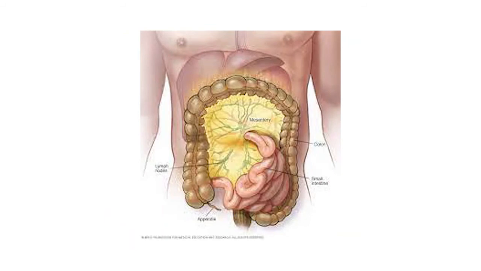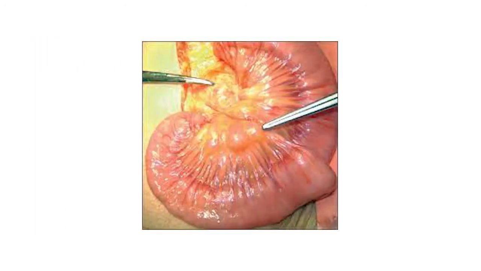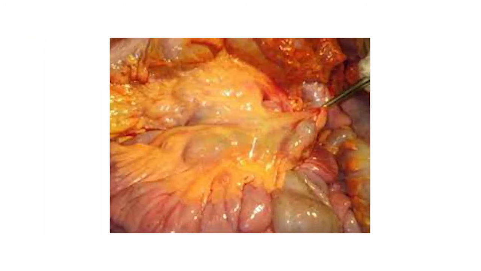Dear students, here is the image you are seeing on your screen. There are small lymph nodes in the lymphatic system of the colon. You can see non-specific lymphadenitis. This is another image on ultrasonography. You can see the huge mesenteric lymph nodes. This is the laparoscopic picture showing the mesenteric lymph nodes. Another image is also the same.